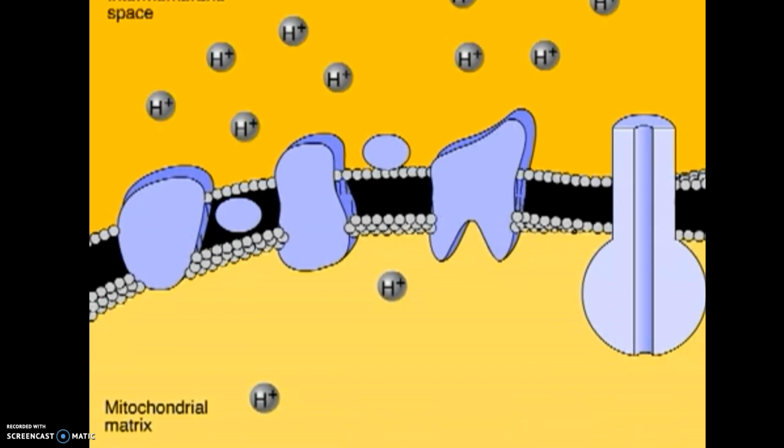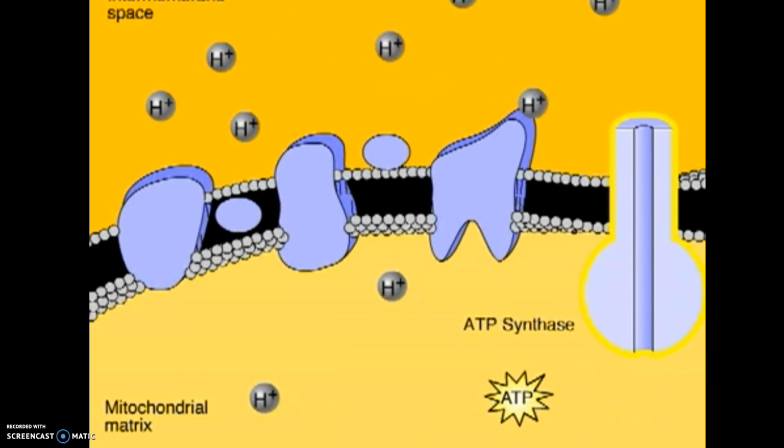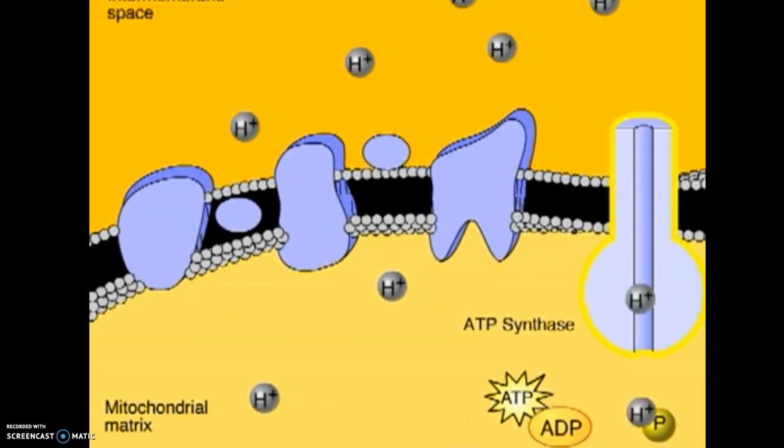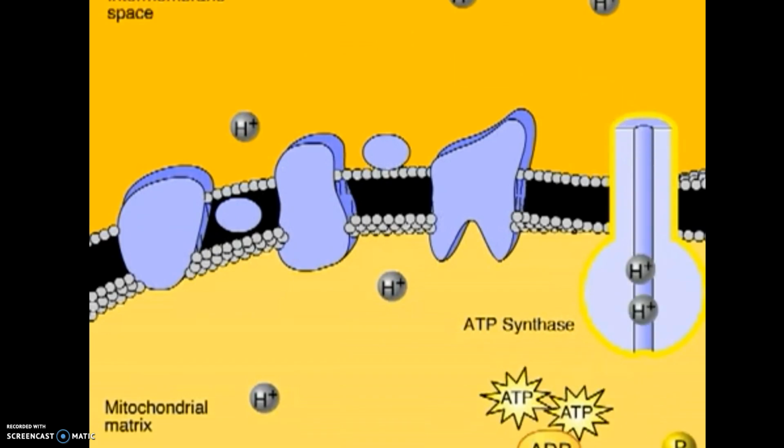The backed up hydrogen ions give up their energy when they diffuse through a special protein in the membrane called ATP synthase. As hydrogen ions flow down their concentration gradient, ATP synthase captures their energy to make ATP. This mode of ATP production is called oxidative phosphorylation because it is powered by the transfer of electrons to oxygen.